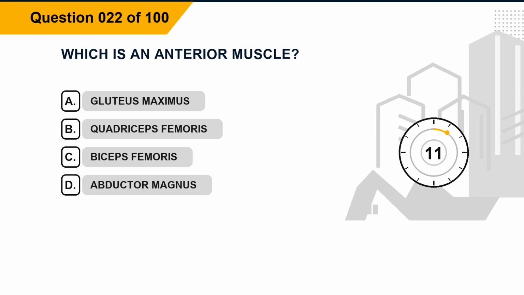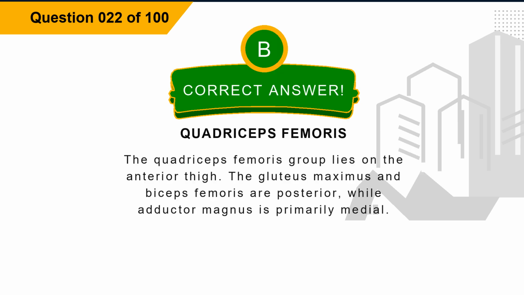Question 22. Which is an anterior muscle? Option A, gluteus maximus. Option B, quadriceps femoris. Option C, biceps femoris. Option D, adductor magnus. The correct answer is option B, quadriceps femoris. Explanation. The quadriceps femoris group lies on the anterior thigh. The gluteus maximus and biceps femoris are posterior, while adductor magnus is primarily medial.